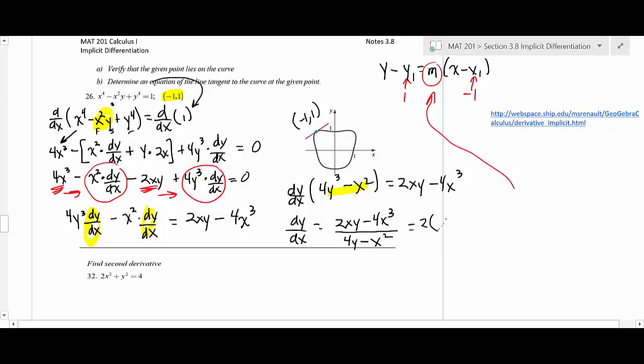We've got 2xy minus 4x to the third, and then the denominator is 4 times y minus x squared. All right, so x is -1. So everywhere I see an x, I'm going to put in a -1, like that, okay? And then everywhere I see a y, I'm going to plug in a 1, okay?